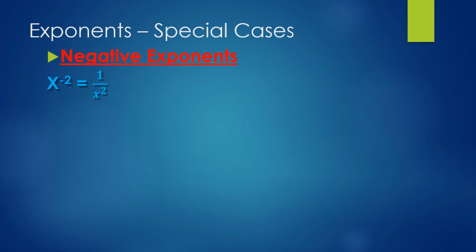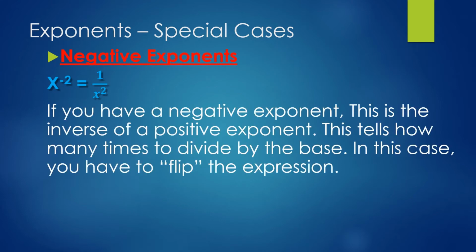So to explain this and understand it, I want you to imagine for a moment that x raised to the negative 2 power is over 1. Just like any integer, you can take that whole number and put it over 1 in a fraction, and it's the same number because anything divided by 1 is just the same. So if we had it that way, with x to the negative 2 power over 1, and then we invert it or flip it, we'd have 1 over the positive exponent. So if you have a negative exponent, this is the inverse of a positive exponent. This tells how many times to divide by the base. In this case, you have to flip the expression.